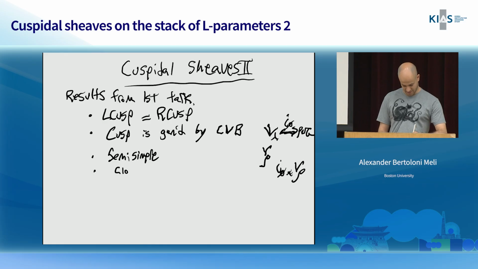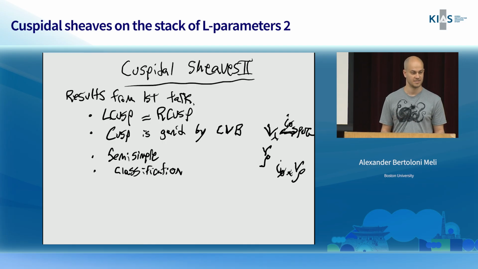And there's a classification of these cuspidal, the simple objects are these cuspidal vector bundles, and there's a classification of these. And then finally, there's this semi-orthogonal decomposition of Par G that Terahisa mentioned.